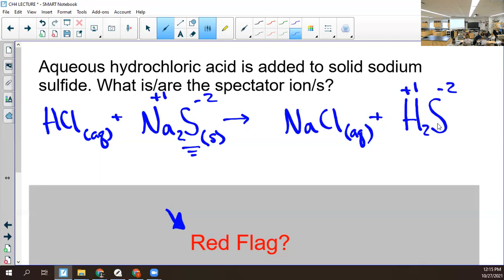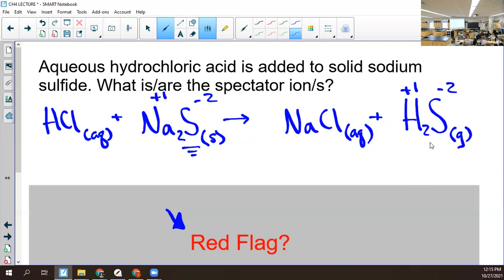But what's unique about H2S? It's a gas. This one's not that crazy like the other ones. It doesn't break down or anything. You just got to remember H2S is a gas.